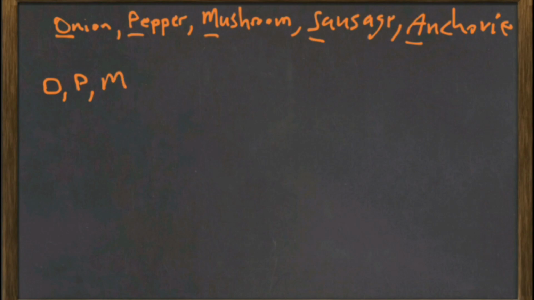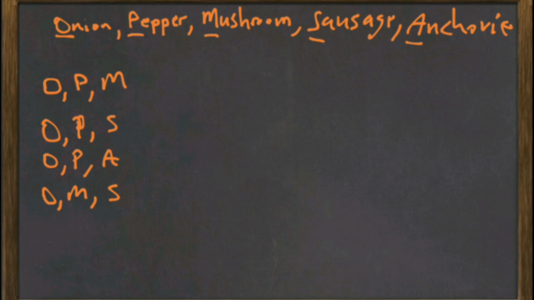Other options, though, we could have onion, pepper, and sausage. We could have onion, pepper, and anchovy, and continuing on, we could have onion, mushroom. We can't do pepper, but we could do sausage, and so on. So how do we quickly calculate this, again, without getting bogged down in writing down however many there are? How do we go about doing that?